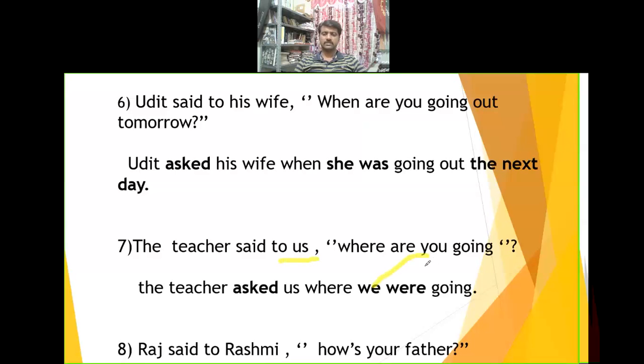So you becomes we, and then are becomes what? Yes, were, past tense. So it is in present continuous, and you have to change it into past continuous. But before you change it, you have to interchange it. First you have to write the subject. Then what should you do? You have to write the verb. Where we were going.